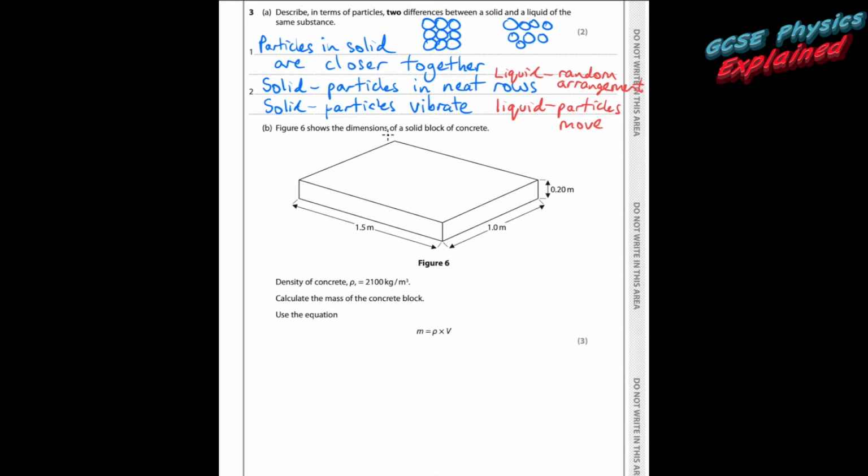Part B. Figure 6 shows the dimensions of a solid block of concrete. Density of concrete rho equals 2100 kilograms per metre cubed. Calculate the mass of the concrete block. Use the equation. Great. They've even rearranged the equation for us. So we're looking for the mass. Just need to pop the density in. So that's 2100, and that's kilograms per metre cubed.